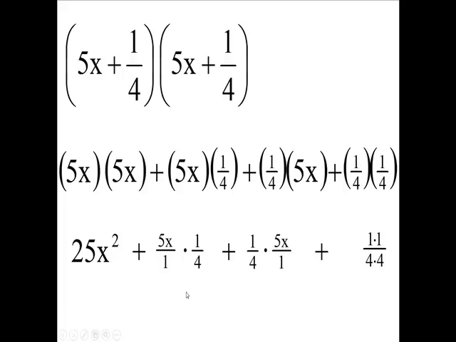All right, so let's copy this 25x squared down. We'll have 5x times 1 is 5x, and 1 times 4 is 4. So on the top we're going to have 5x, on the bottom we're going to have 4. Same thing again for these two. You're taking 1 times 5x and writing 5x, and 4 times 1 and writing 4. So these two multiplied give you this one. These two give you this. And 1 times 1 is 1, and 4 times 4 is 16.